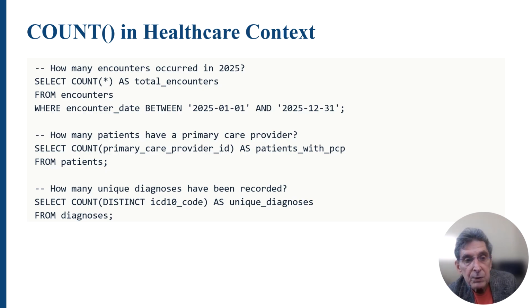And our third example, how many unique diagnoses have been recorded? So in that case, we do the select count distinct. When you say distinct, it's just going to give you count of how many distinct answers are in the ICD-10 code column. And you're going to give the alias of what the name of this variable is, unique diagnosis. And this is coming from the diagnosis table.